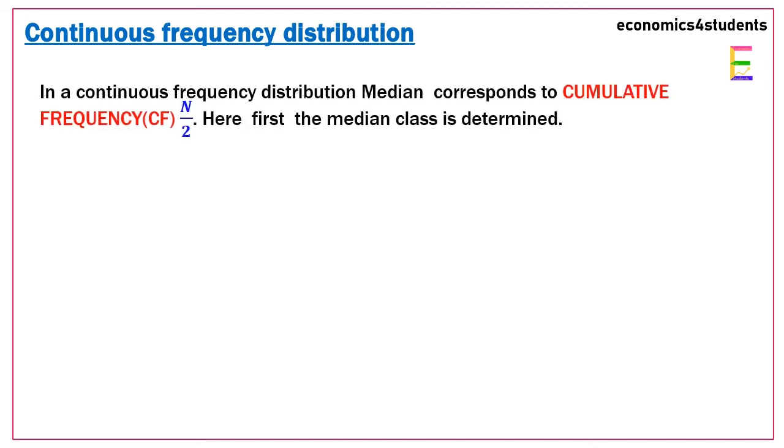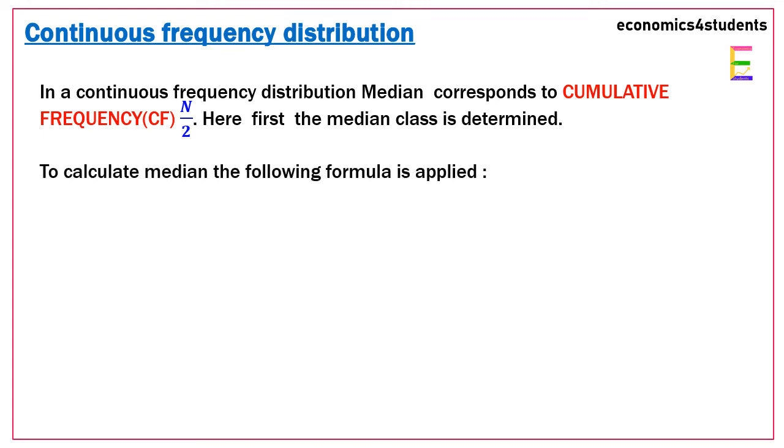Now let's discuss how to find median from a continuous frequency distribution. In a continuous frequency distribution, median corresponds to cumulative frequency N/2. Here, first the median class is determined. Then, to calculate median, the following formula is applied. The formula is median is equal to L plus (N/2 minus CF) by F into I.